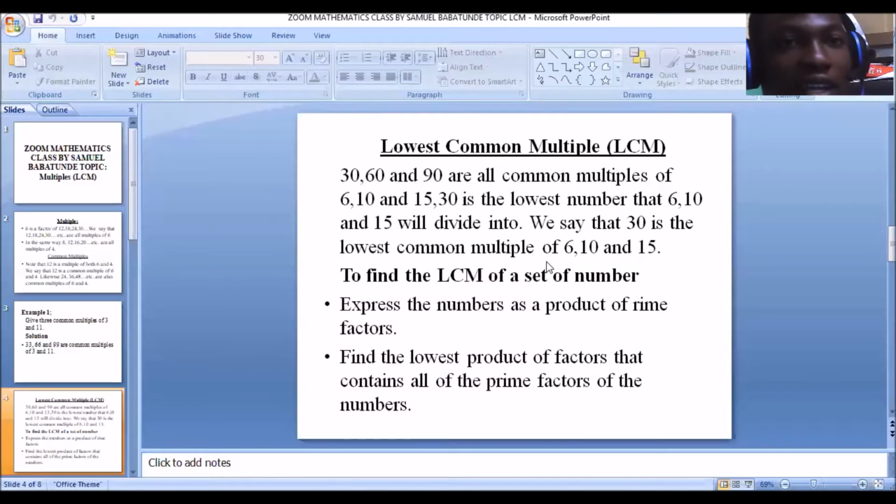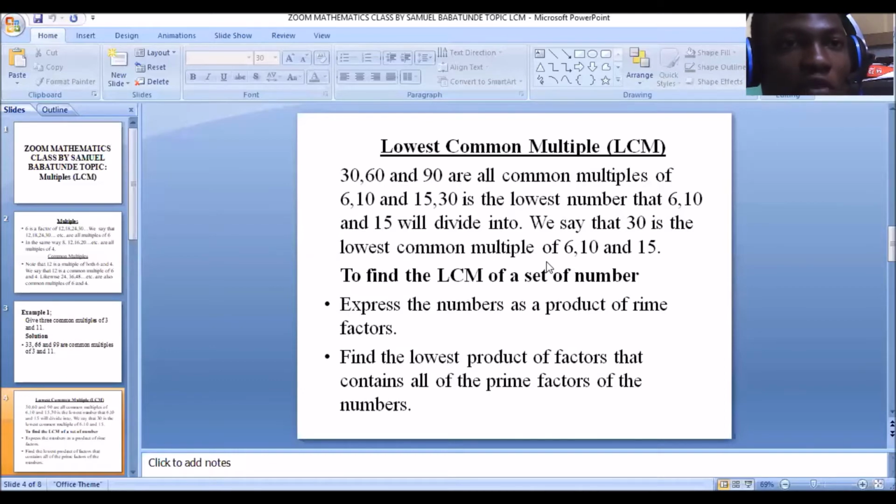60. And then 10 times 3 will give you 30. 10 times 6 will give you 60. 10 times 9 will give you what? 90. Also 15. 15 can go into what? 30 2 times, 60 4 times, and 90 6 times.